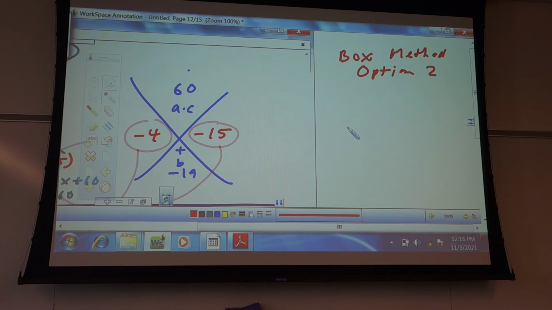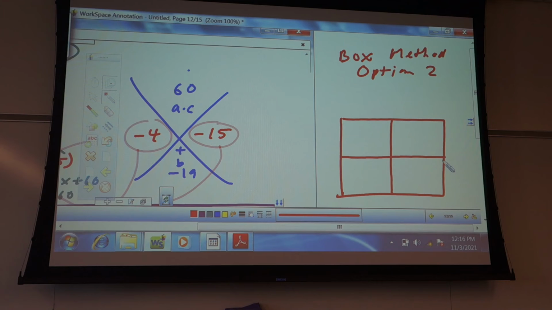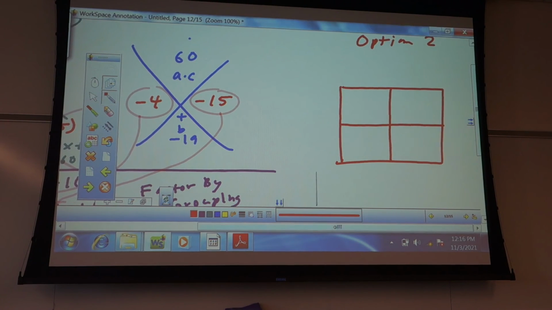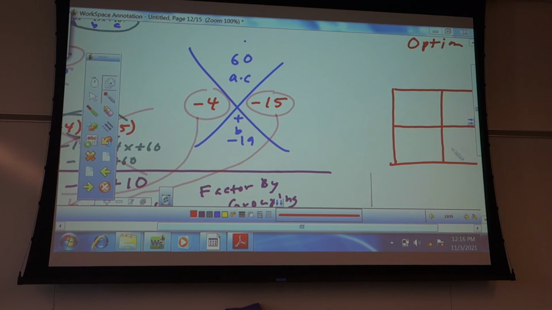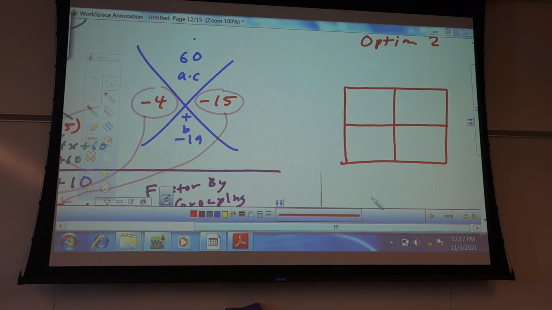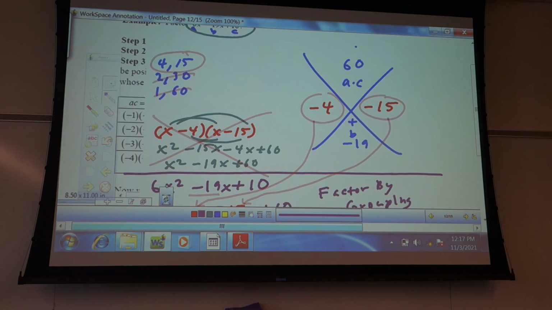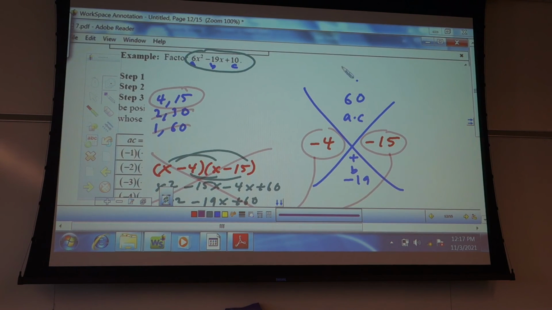Okay, so I'm going to make a box. Anybody who does not like the factor by grouping method, pay attention to this one because this will probably be your favorite. So what goes in the top box, this first box here? What was my function again? It was 6x squared minus 19x plus 10.